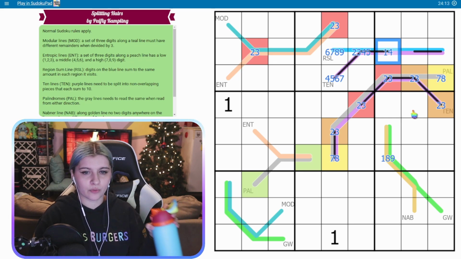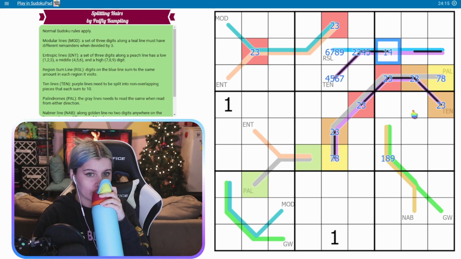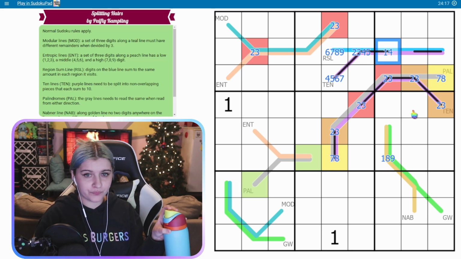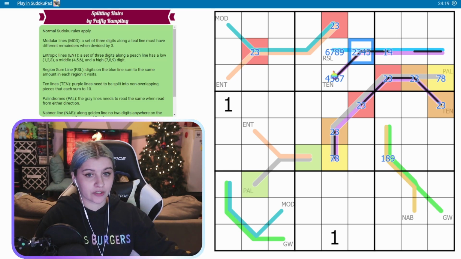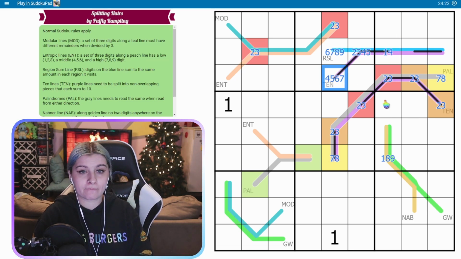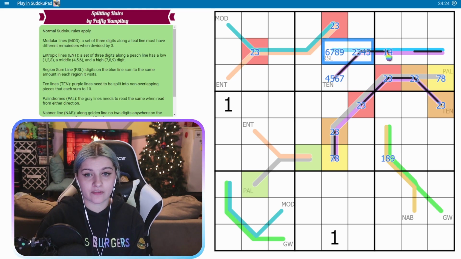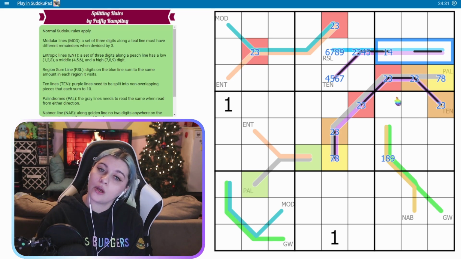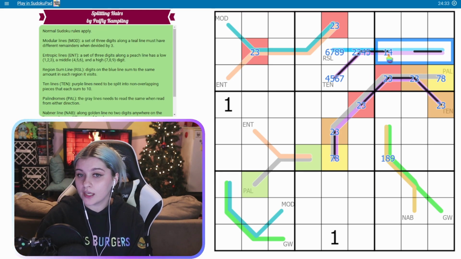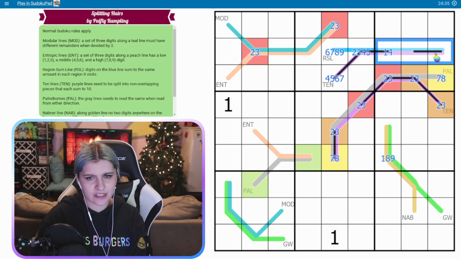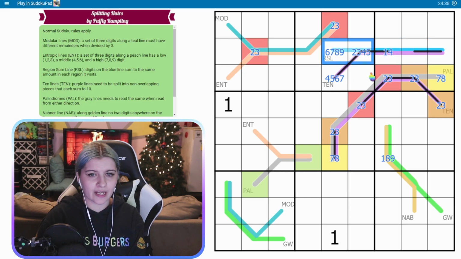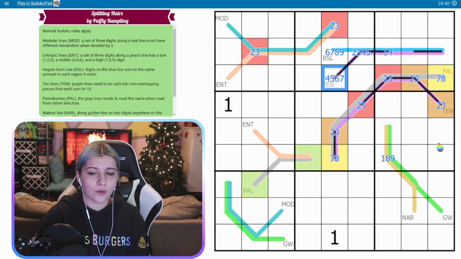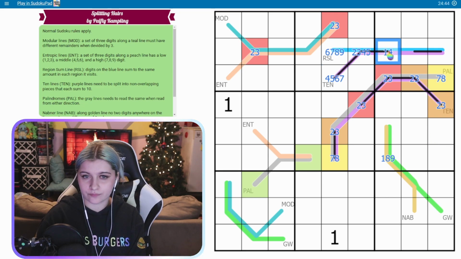If this is 4, 2, 4, does that break anything? This needs to have the same sum as this. So if this is a 4, this is 14. No. If this is a 4, this is 14, which means this needs to be 5, 9, and this would be 4, 5, 1. 4 doesn't work. This has to be a 1.